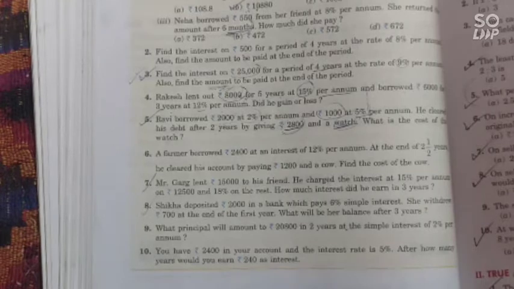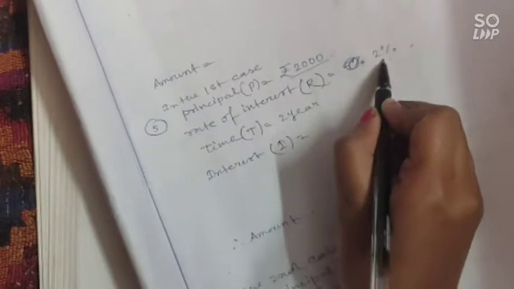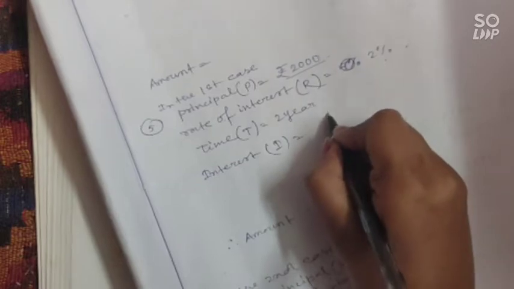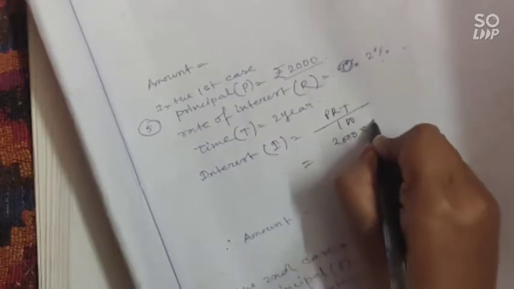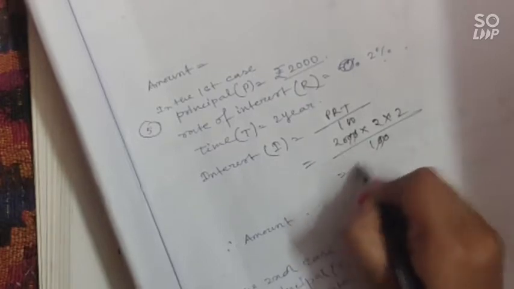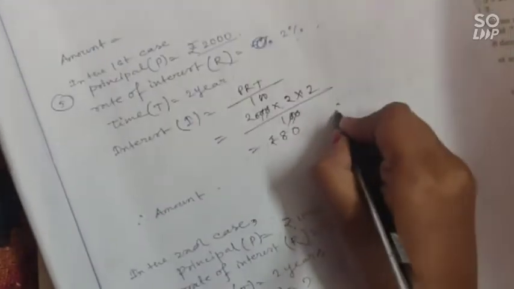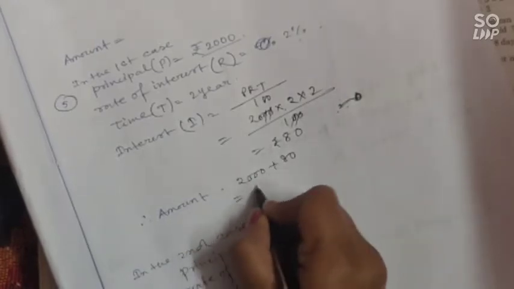So first, in the first case, principal is 2000 rupees, rate of interest 2%, time is 2 years. You have to find the interest. So PRT by 100. The principal is 2000, rate of interest is 2 and time is 2, and by 100. Zeros can be cancelled. 2 twos are 4, 4 twos are 8. 80 rupees. This is the interest here. So in the first case, the amount will be 2000 plus 80, that is 2080 rupees.